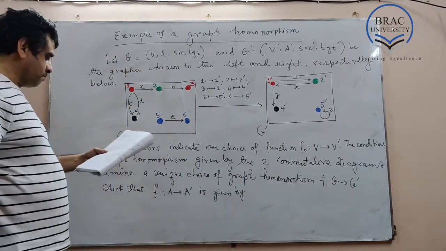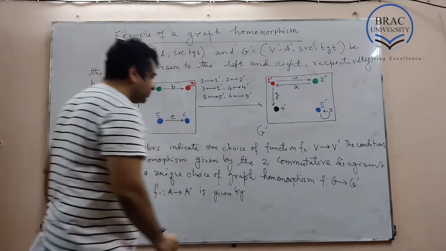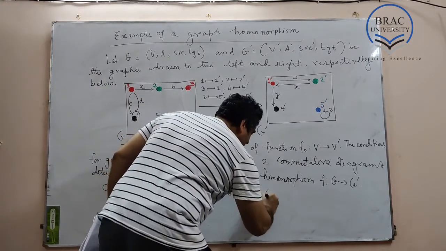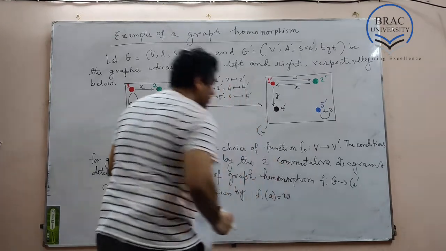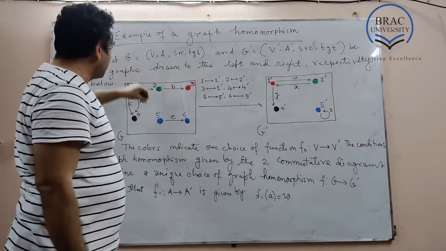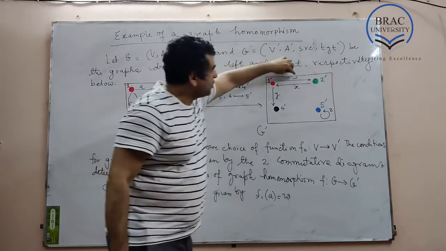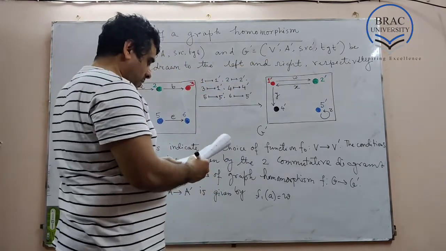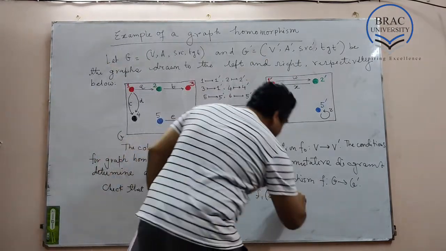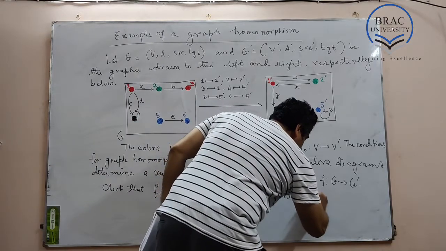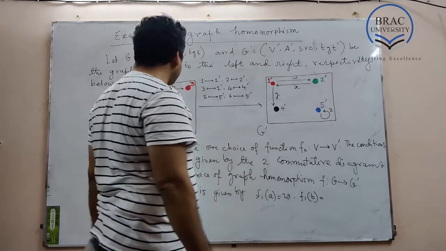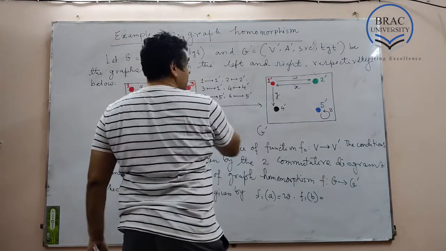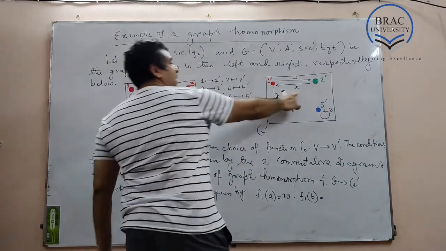Well, f1 of a is equal to W. So under this graph homomorphism, it is mapped to W. Okay? And f1 of b is mapped to, sorry, B is mapped to X. B is mapped to X. This B guy is mapped to the X guy.